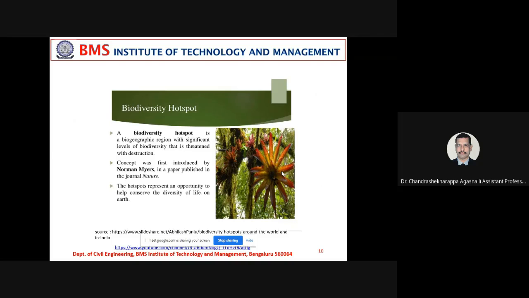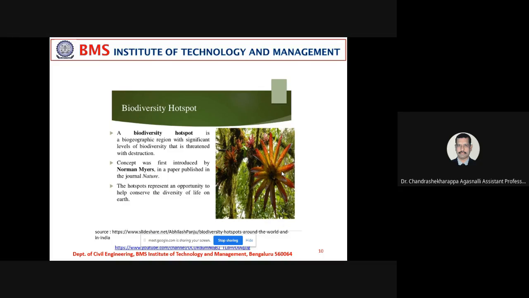The next part is biodiversity hotspots. What are those biodiversity hotspots? Where are they? There are some countries on the earth which have very good biodiversity hotspots. A biodiversity hotspot is a biogeographic region with significant levels of biodiversity that is threatened with destruction. The concept was first introduced by Norman Myers in a paper published in the journal Nature. Especially, a hotspot represents an opportunity to help conserve the diversity of the earth.